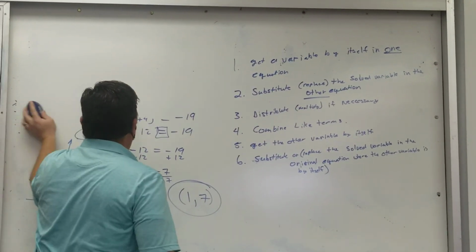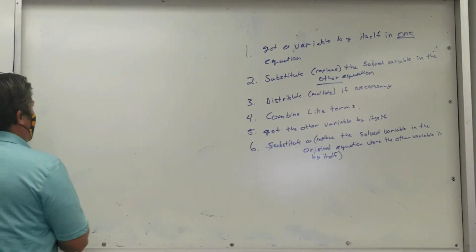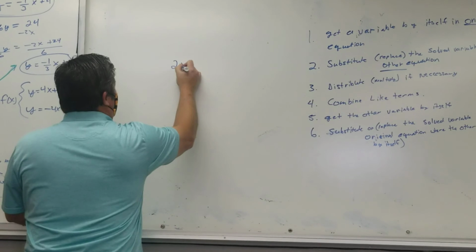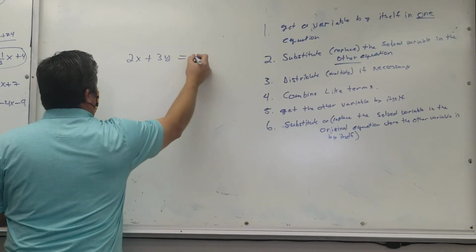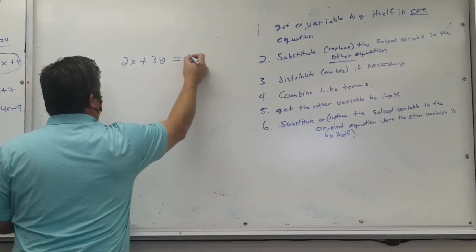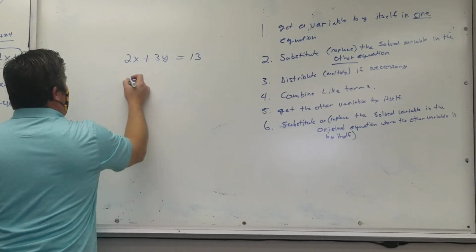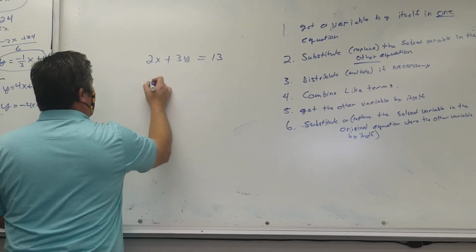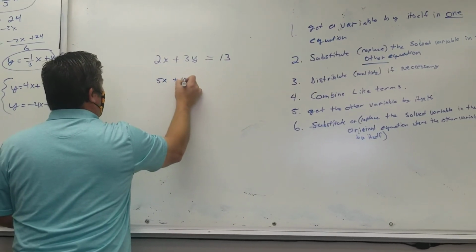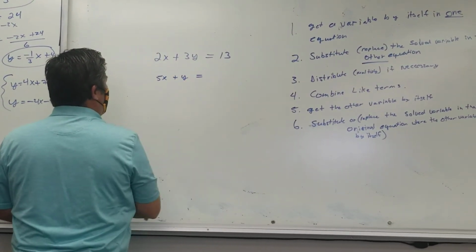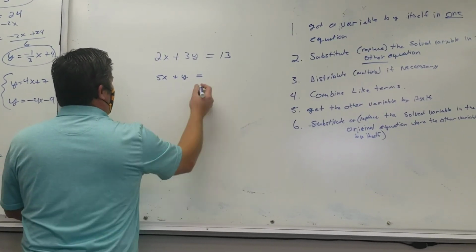Let's try one more just to make sure you got the hang of it. Okay? Well, some of you don't have the hang. So we're going to find out. Here we go. Okay, let's say I had 2x plus 3y equals 13 and 5x plus y equals 13.